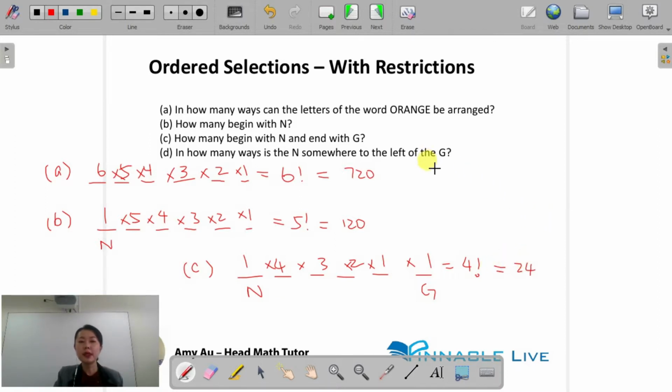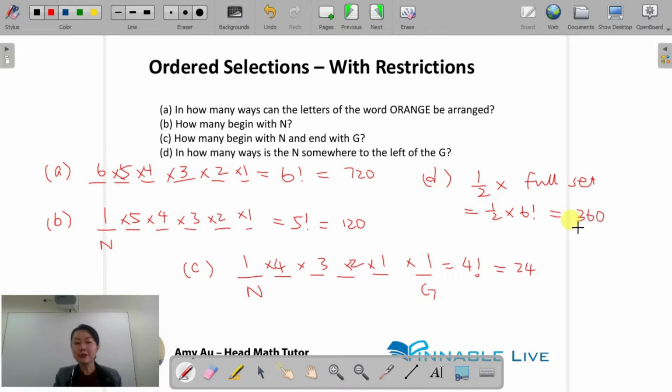Okay, so part D. In how many ways is N somewhere left of G? Now this one sounds very complicated, and I'm going to show you actually how to count it using a scenario building situation like what we did before. But I can tell you a very simple way to calculate this. If N is somewhere left of G, it's always half of the full set. And the full set in this case is 720, so half of 6 factorial, which is 360.